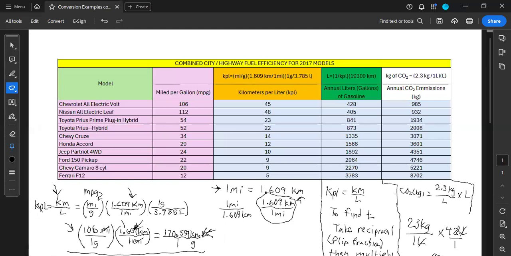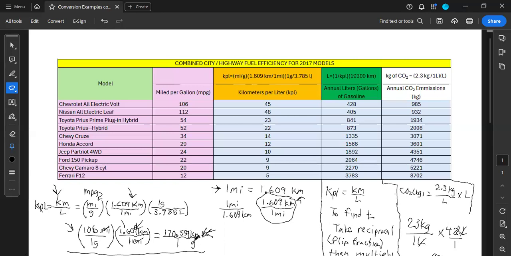We multiply across, and we get 106 times 1.609 kilometers on the top, which gives us 170.559 kilometers on the top, and 1 gallon times 1. Remember the miles are canceled out. So we end up with 170.559 kilometers on top and 1 gallon on the bottom. So we're halfway there. We got the kilometers on top. We converted from miles to kilometers.